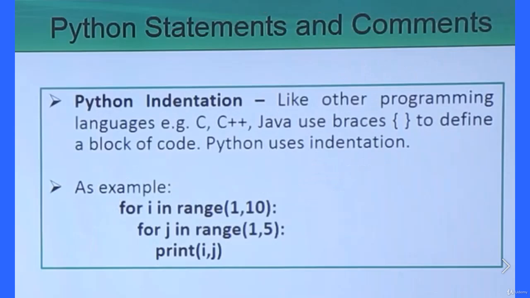Next, we are going for Python indentation. That is very interesting. Like other programming languages, for example C, C++ or Java, which use curly braces to define a block of code, Python uses indentation. In this example, you can see that this for is starting with this particular indentation. There is an inner for, a nested for, so it has a different indentation here. This print i, j is within the body of the inner for, so it has another indentation.